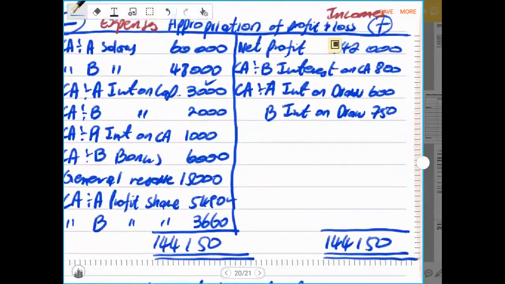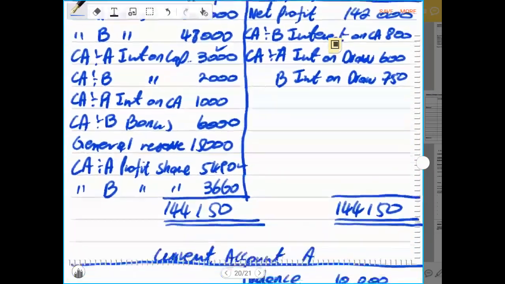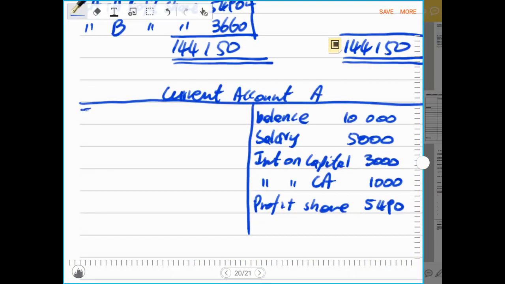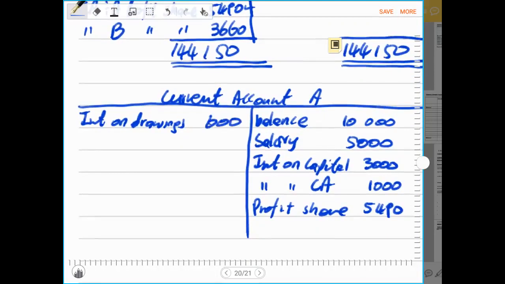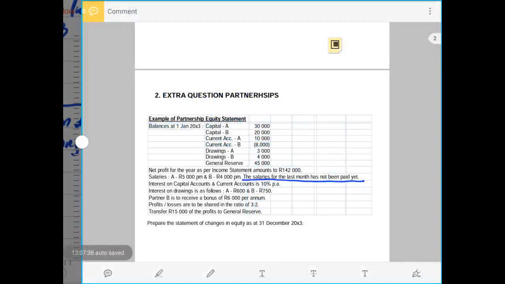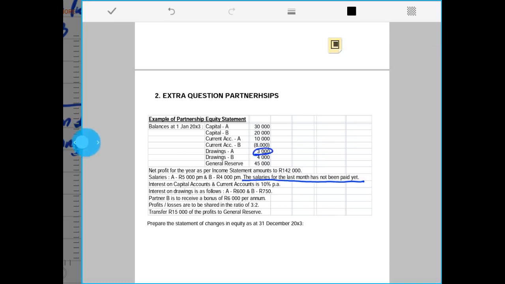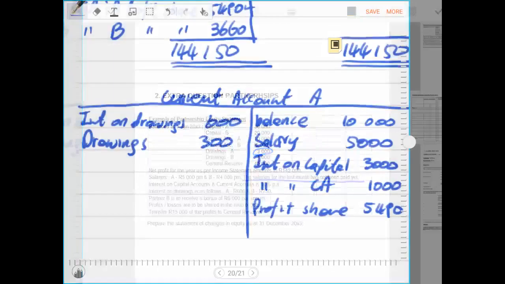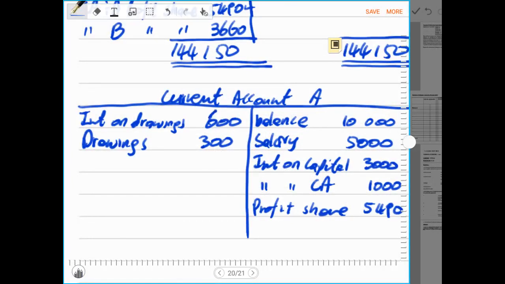Then on the credit side there was interest on drawings of partner A. Then we record that on the debit side. Interest on drawings, and the interest on drawings for partner A is an amount of 600. Then after we record the amount of drawings, remember when it comes to partnership, the amount of drawings is closed off to current account by the end of the year. The amount of drawings for partner A is given to be 3,000 rands. So now we record that on the debit side because it is closed off to current account.